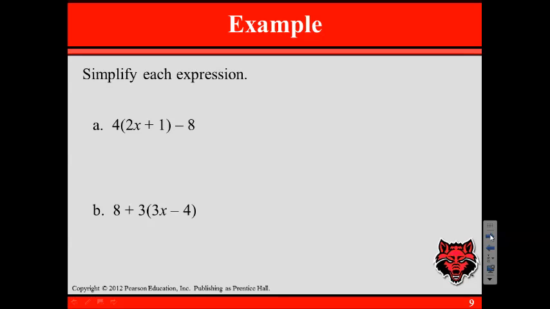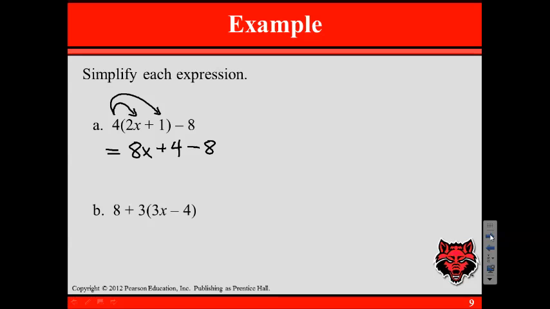Let's continue with what we've seen on the last two slides to simplify each of these expressions. So the first thing we will do to simplify is the distributive property. In example A, let's distribute the 4. 4 times 2x is 8x plus 4 times 1 is 4. 4 does not multiply to the minus 8 because the parentheses came to a close. So we bring down the minus 8.